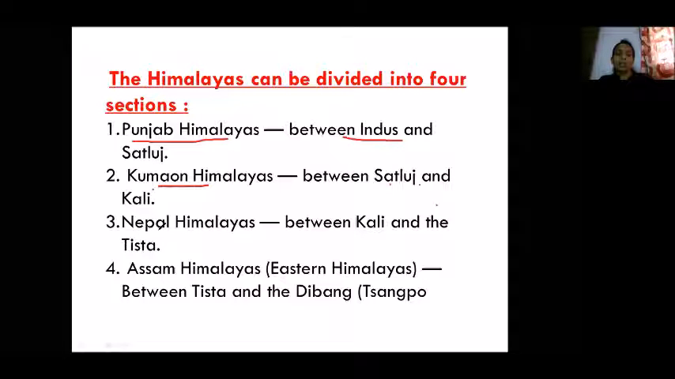The third division of the Himalaya is the Nepal Himalaya, which is between Kali and Tista. The last division is the Assam Himalaya, also called the Eastern Himalaya, between Tista and Dibang river. So these are the different divisions of the Himalaya.